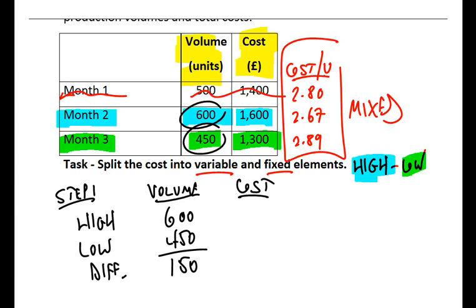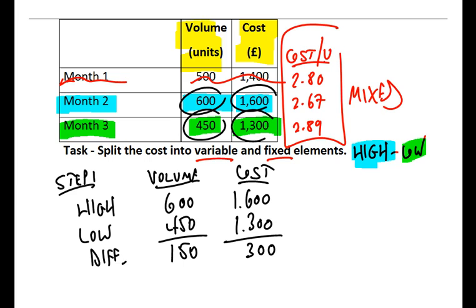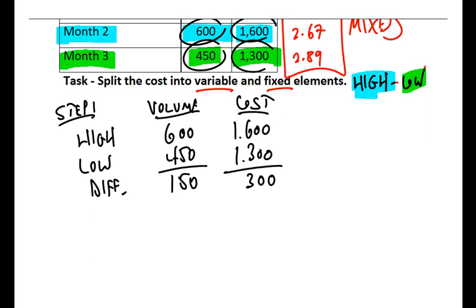Now the difference between 600 units and 450 units is 150 units, and we can do the same for the cost. So the high cost was £1,600 and the low cost is £1,300. And again, what's the difference? Well, the difference between 1,600 and 1,300 is £300. So what we're saying is that for an increase of 150 units, the cost has gone up by £300.